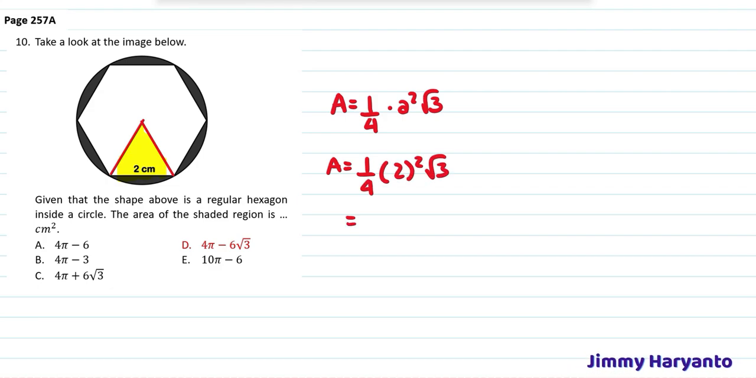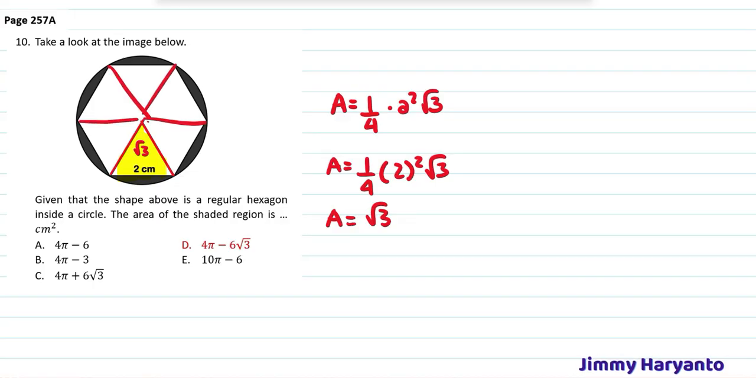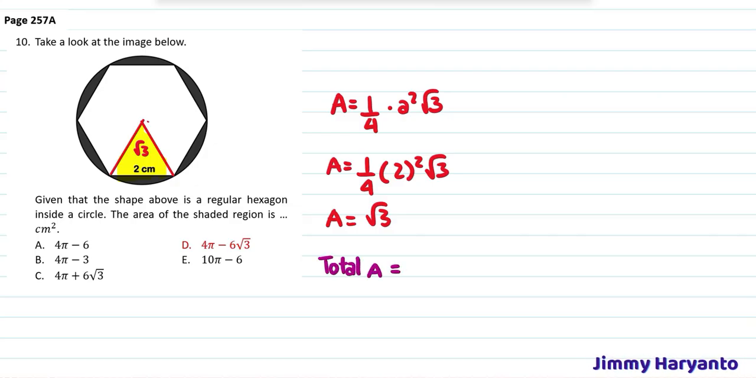And then you will multiply it, you'll have square root of 3 for one of them, like this. Yeah, and then because we have 6 triangles, we will multiply this by 6. So the total area, or the area of the hexagon, that's pentagon. Wait, hexagon is like this. Okay, the total area of the hexagon will be 6 times square root of 3. That means 6 square root of 3.